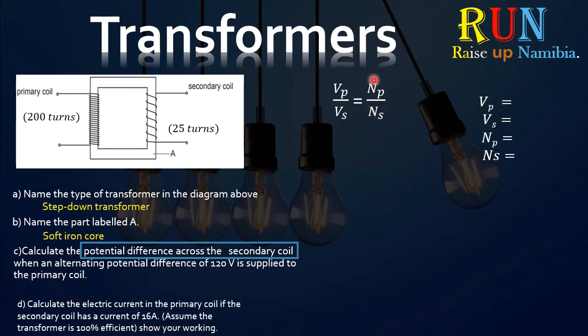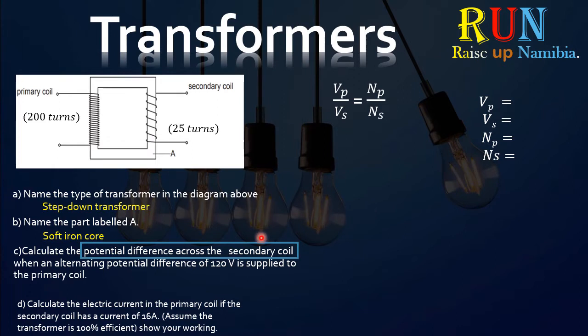Okay? What does NP mean? N simply means the number of turns on the primary coil, which is here. Okay? Then NS means the number of turns on the secondary coil, which means it's here. Okay, now with that said, let's quickly check again.